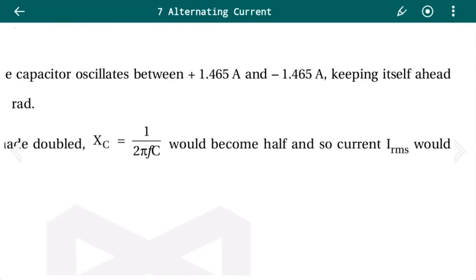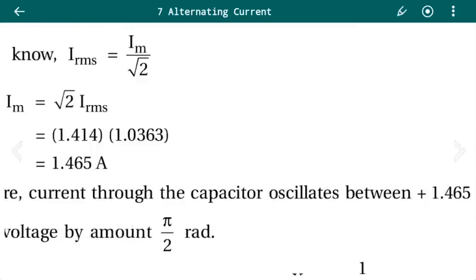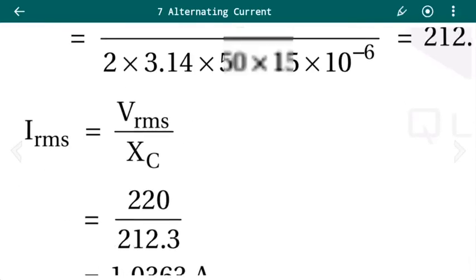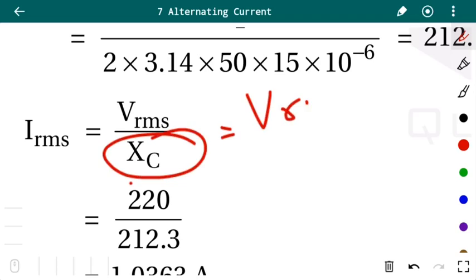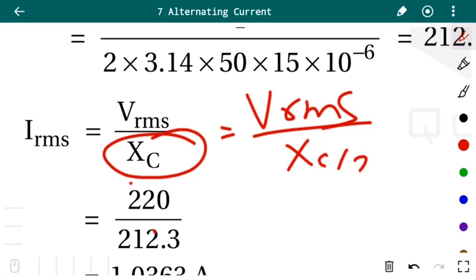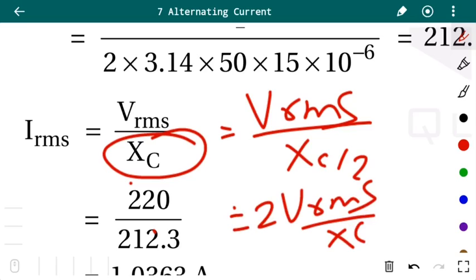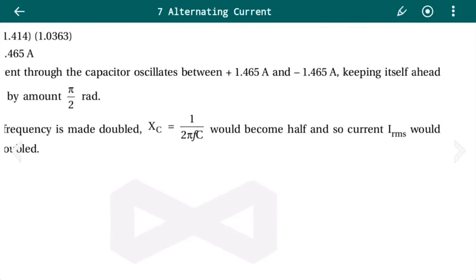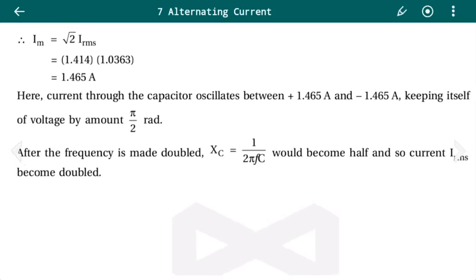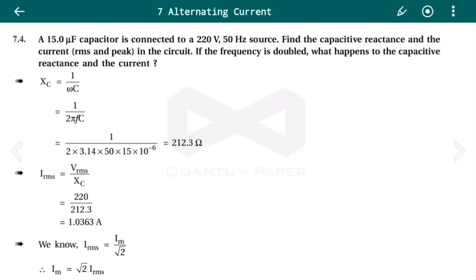And so the current would be double, because the current is inversely proportional to the capacitive reactance. So if this value becomes half, we can say VRMS divided by the new capacitive reactance, let us consider it as XC by 2, it becomes twice VRMS upon XC. So here the current gets doubled. So when we double the frequency, the capacitive reactance becomes half and the current becomes double. So students, you may note down this numerical.